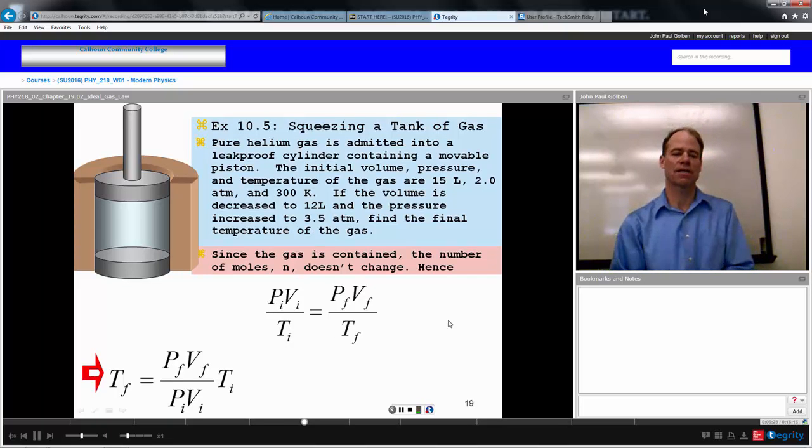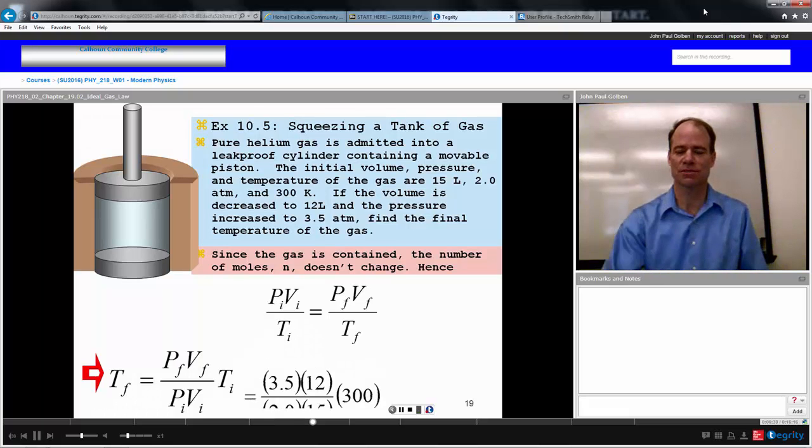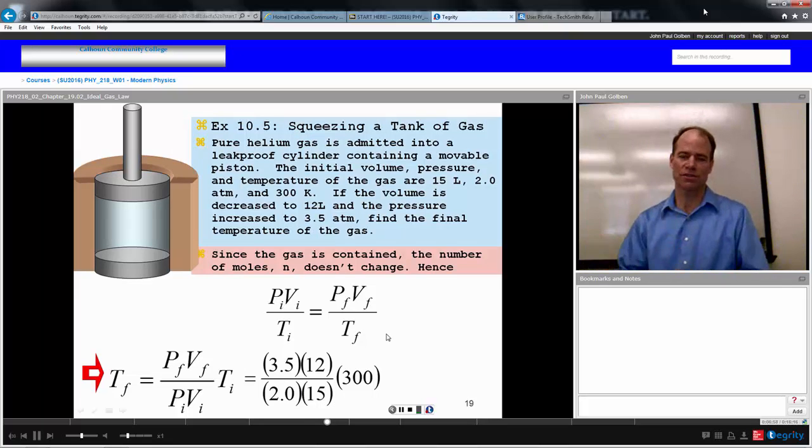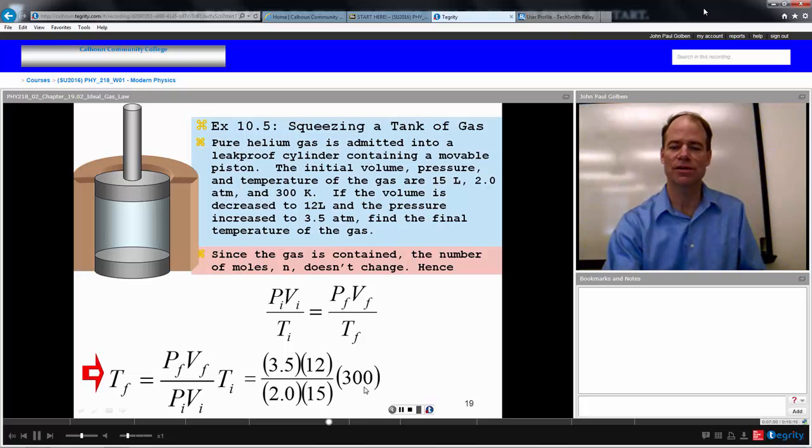And so I have my final temperature is equal to my final pressure divided by my initial pressure, my final volume divided by my initial volume, times the initial temperature. So I have 3.5 atmospheres over 2 atmospheres. Atmospheres cancels out, so I don't have to worry about the units of the pressure. I have 12 liters over my original volume of 15 liters. Liters cancel out, so I don't have to worry about those units. And then times 300 K, which is the initial temperature of the gas.